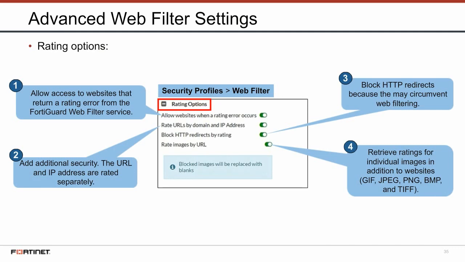This option sends both the URL and IP addresses of the requested site for checking, providing additional security against attempts to bypass the FortiGuard system. 3. Block HTTP redirect to avoid websites designed to circumvent web filtering. 4. Rate images by URL. This option replaces blocked images with blanks, even if they are a part of the website in an allowed category.